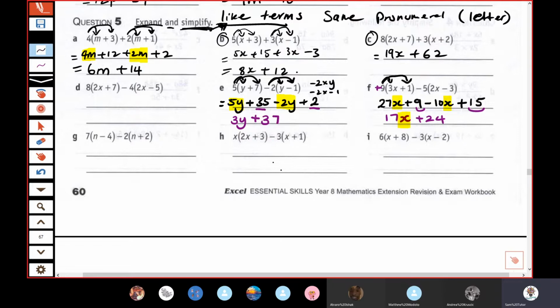Sam? Yes? Can we do one together, please? Mm-hmm. Let's do G. So, again, we're going to expand. What would you say? 7 times n? What's 7 times n? 7n. Yep. And then 7 times 4? 28. But then is it positive or negative? Positive. But wait, it's 7 times, like this is technically negative 4 here.